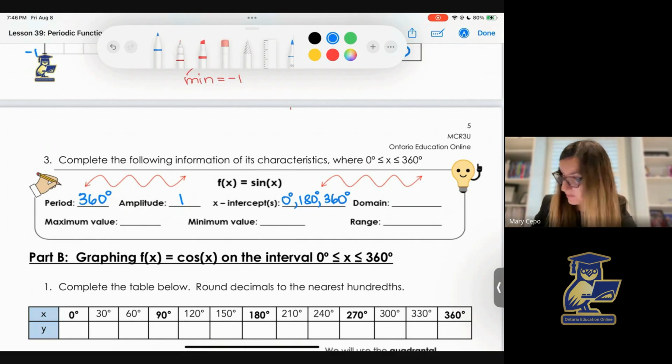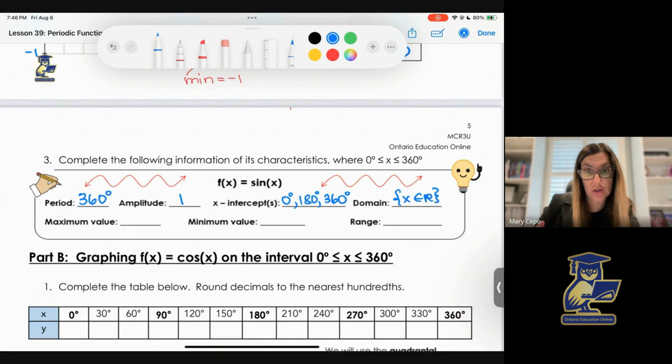Okay, the domain. We know that it just keeps going. So really, there are no restrictions. We can say x is an element of real, other than, of course, the restriction they gave us. But that would just keep going.